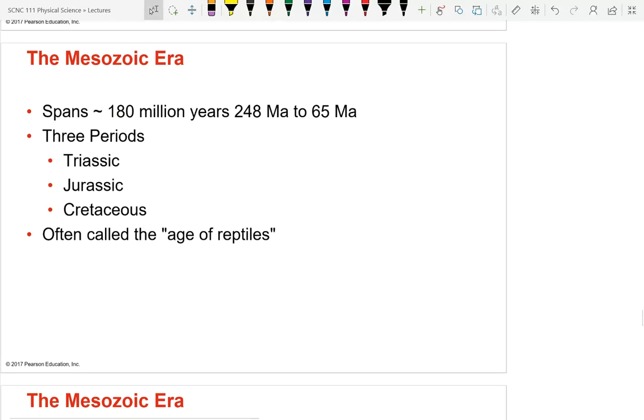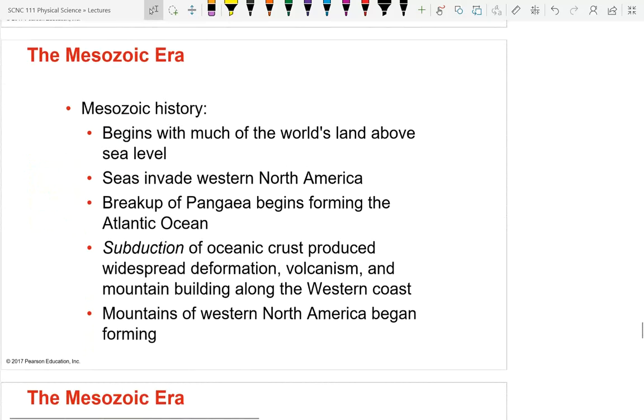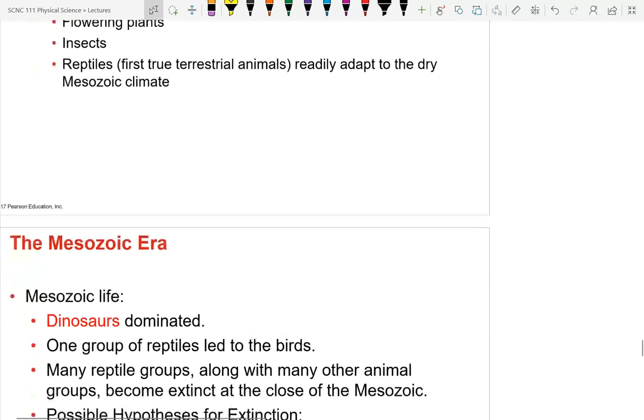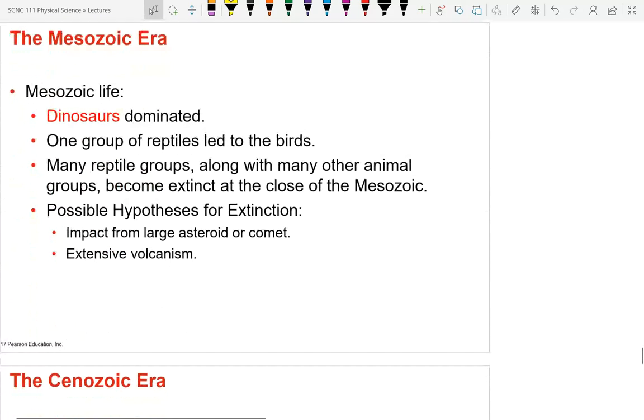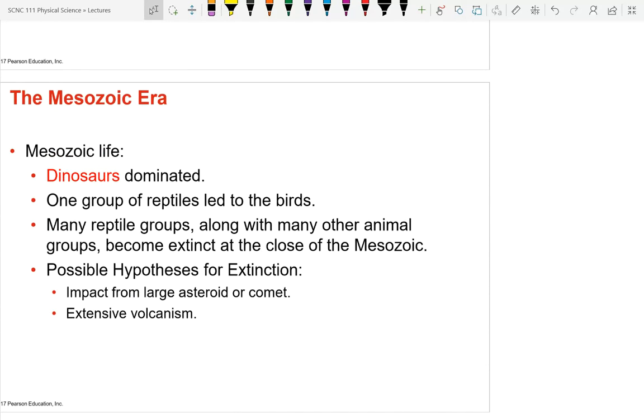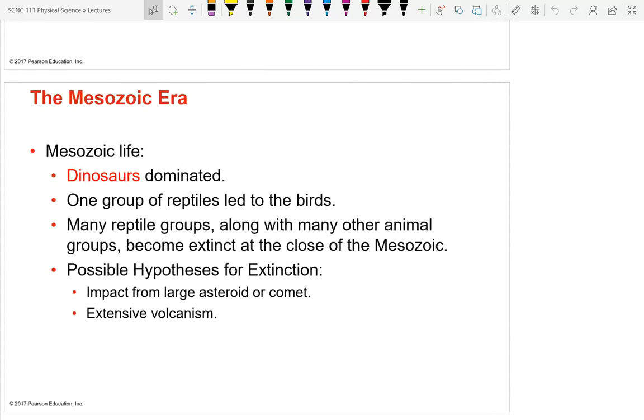So then we come to the Mesozoic, the age of the reptiles. The Mesozoic has just three periods in it: the Triassic, the Jurassic, and the Cretaceous. And so let's begin. Things that survived: true pines and redwoods, flowering plants, insects, reptiles. I've already said that. I guess I didn't break it up into the separate periods. I thought I had. Dinosaurs are the primary thing in the Mesozoic. You have the first mammals appearing in the Mesozoic, but they are a small component. The end of the Mesozoic is when the dinosaurs died. So they dominated during the Mesozoic and then they died.